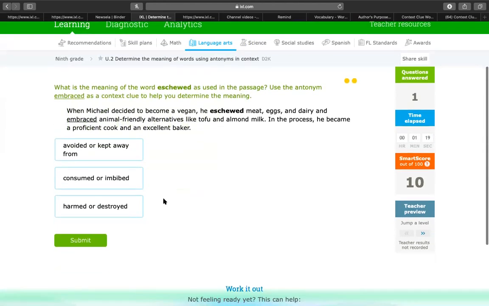Keep it up, Buttercup. Next one, we are trying to define this, okay, using that antonym embraced. We'd like to get the reverse of it. So avoid, kept away from, consumed, imbibed, which means to eat, or harmed and destroyed. Did he harm the meat and the eggs and the dairy? No. Did he consume the meat and the eggs and the dairy? No, because he's only eating plant-based products. Or he avoided or kept away from the meat, eggs, and dairy. That's the substitution. Okay? Yeah. All right, very good.